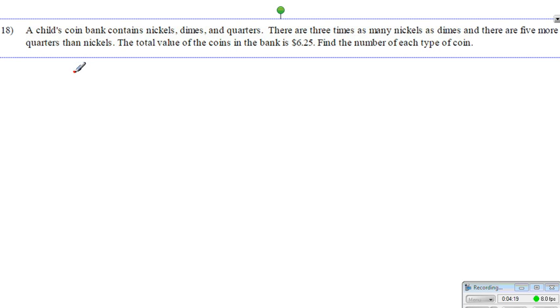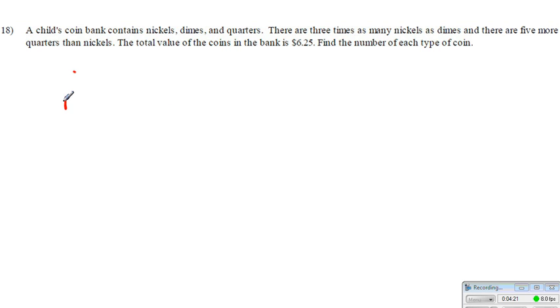Alright, coin bank, nickel, dime, and quarters. We have three kinds. There are 3 times as many nickels as dimes. So dime will be x, then nickel will be 3x. And there are 5 more quarters than nickels. So nickels is 3x, but quarter becomes 3x plus 5, because quarter is 5 more than that. The total value is 6.25. Then what we have to do is multiply by each value, 0.05, 0.1, and 0.25.